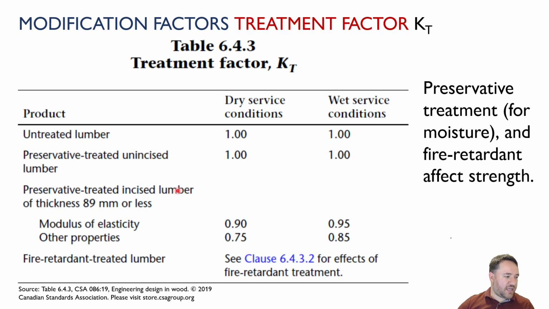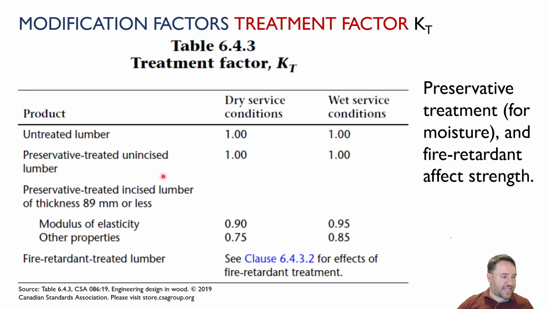Preservative treated incised lumber of thickness 89 or less, then we start to have these reductions, and the reduction is less for wet service condition than dry service condition. And for fire retardant treated, basically it says that you have to go to the manufacturer and figure out from them what your reduction should be.